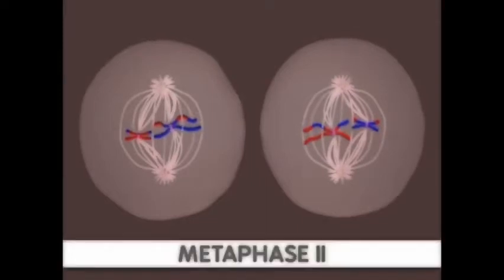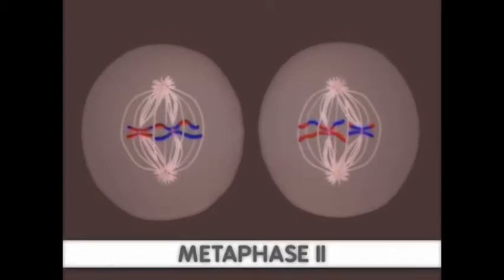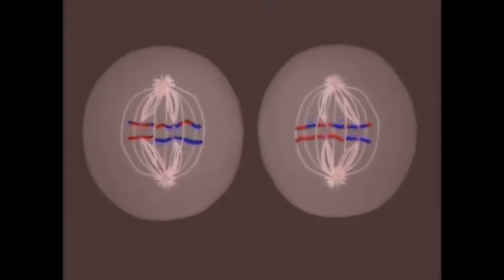In metaphase 2, the chromosomes align at the equator of the cell. Again, the alignment is random. Since the sister chromatids are no longer identical, there will be many different possible ways for these chromosomes to align.